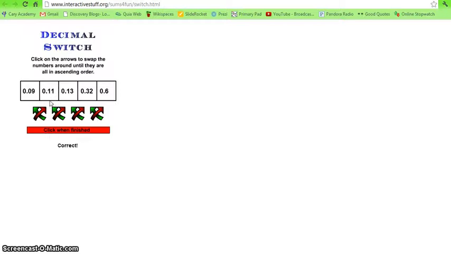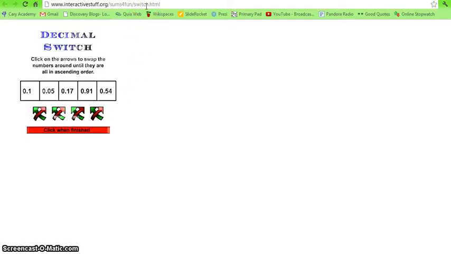0.11 is 11 hundredths. So it would be 11 out of 100. 0.13 is 13 hundredths. So it would be 13 out of 100. 0.32 is 32 out of 100. And 0.6 is 6 out of 10, which is either 60 out of 100 or 6 out of 10, which is the most.